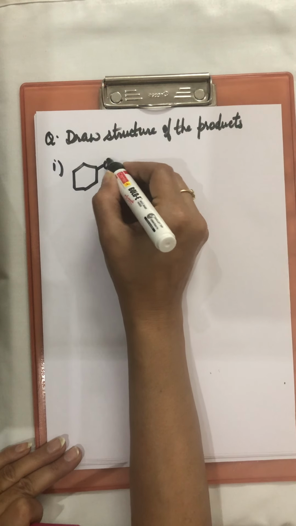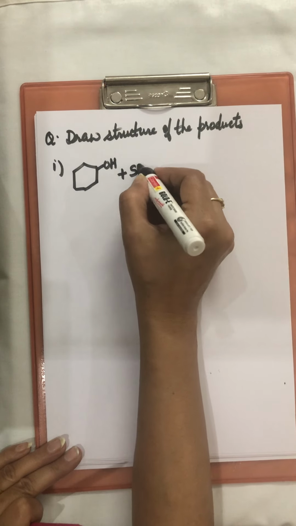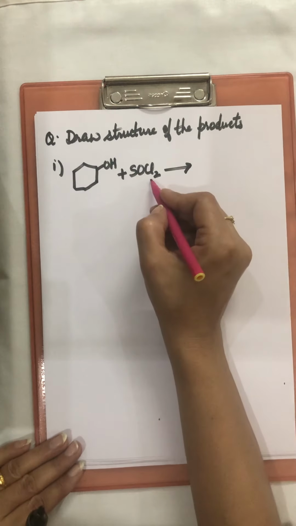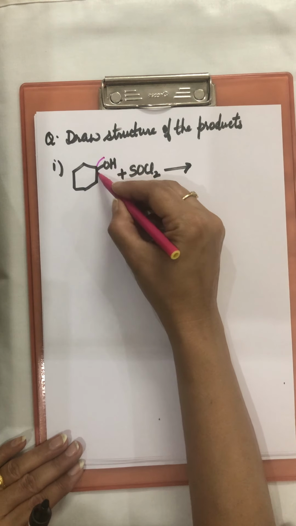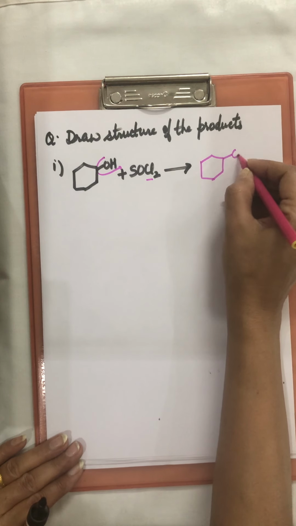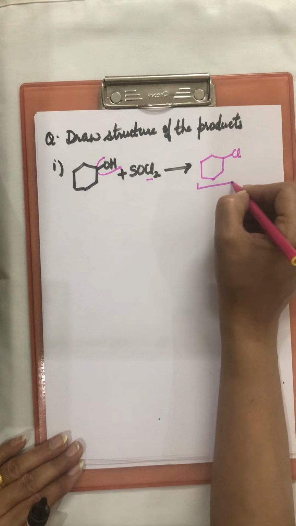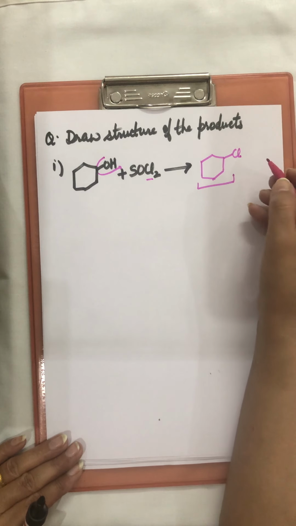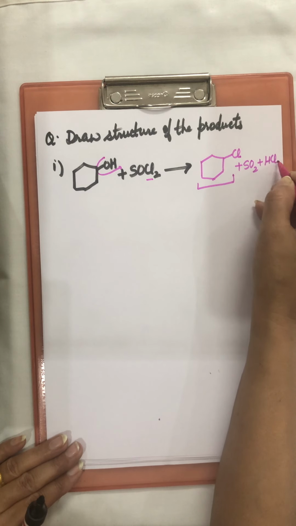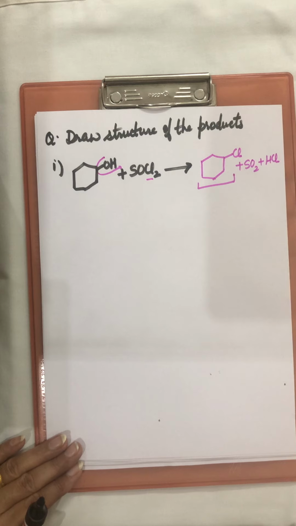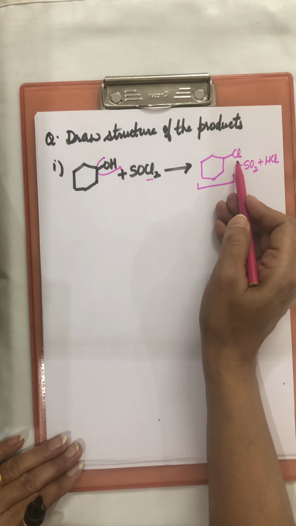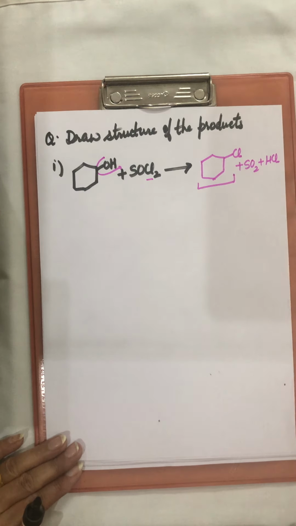First part, to this compound when thionyl chloride is added, we know alcohols react with thionyl chloride and this OH will be replaced by the Cl atom. So in place of OH, Cl will come here. This will be the main product. Along with this, there will be SO2 plus HCl formation also. So when alcohols are reacted with thionyl chloride, the OH will be replaced by the Cl and we'll get the chloro compounds.